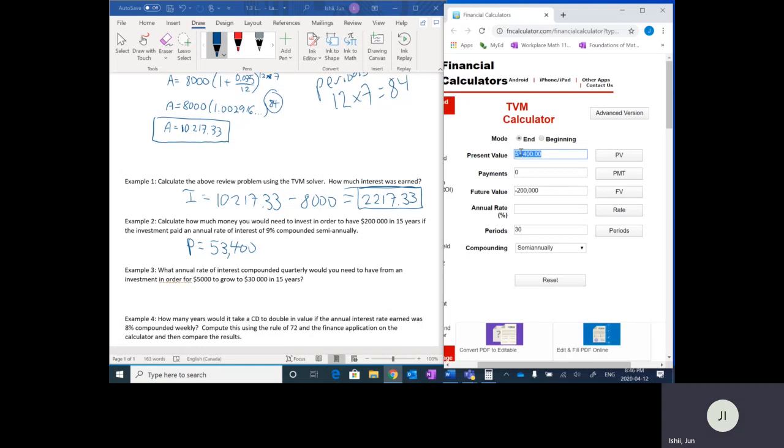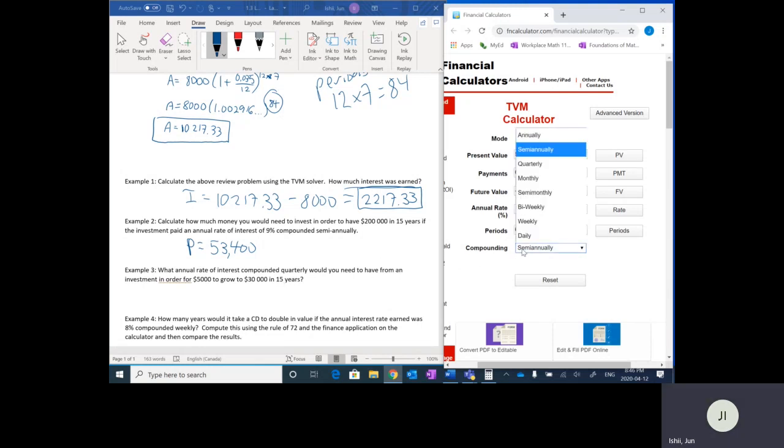What rate would you need from an investment in order to grow 5,000 into 30,000? All right, so 5,000 is my principal. Again, the future value, I'm going to plug it in as a negative, so negative 30,000. We are trying to find the rate, and it's over 15 years, compounded quarterly. So the number of periods would be 15 times 4, because quarterly is 4 times a year, which is 60.